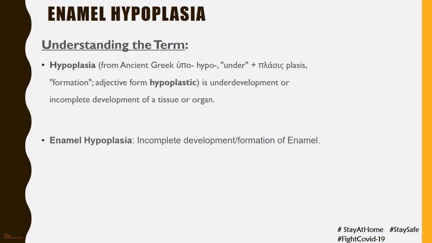So the first and common topic we are going to discuss in relation to the developmental anomaly of structure is enamel hypoplasia. Hypoplasia is derived from the Greek term hypos meaning under and plasis meaning formation. So hypoplasia is basically the underdevelopment or incomplete development of a tissue or organ. Enamel hypoplasia therefore means an incomplete development or formation of enamel.